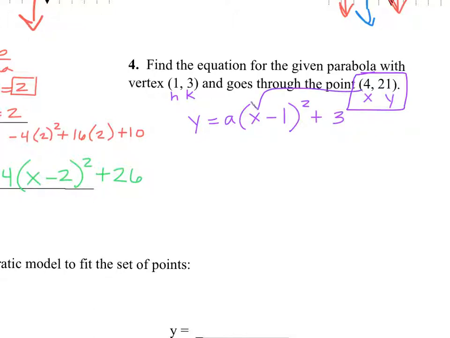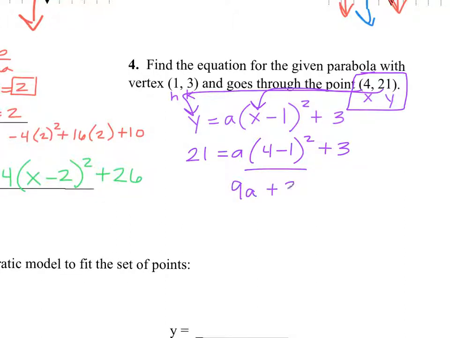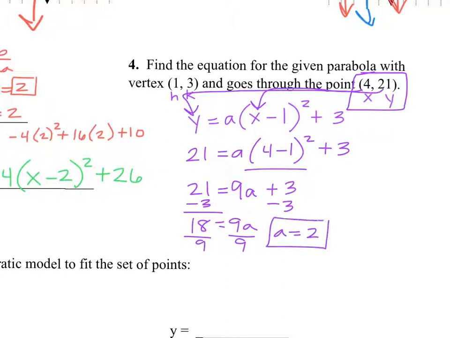Second step is then take this point and plug it in. So the x goes here, the y goes here. So it's 21 equals a times 4 minus 1 squared plus 3. Simplify that. We need to do PEMDAS, okay? 4 minus 1 is 3. 3 squared is 9. So this is 9 times a plus 3 equals 21. Now you're going to take away the 3. So 18 equals 9a, and then divide by 9. So your a value is 2.